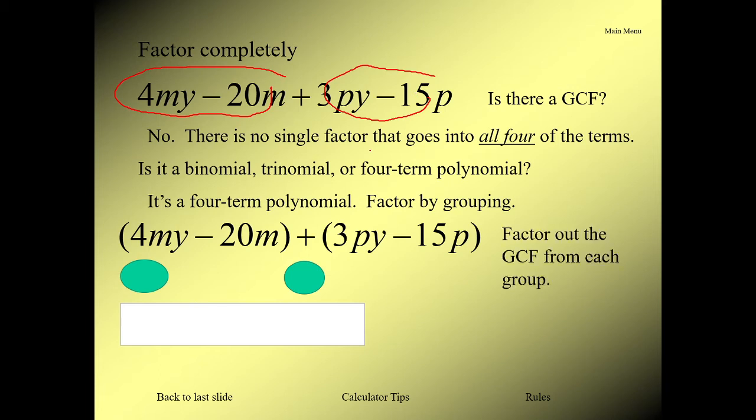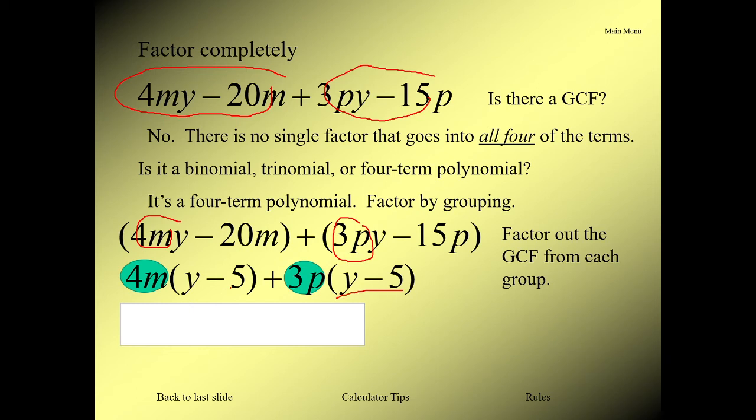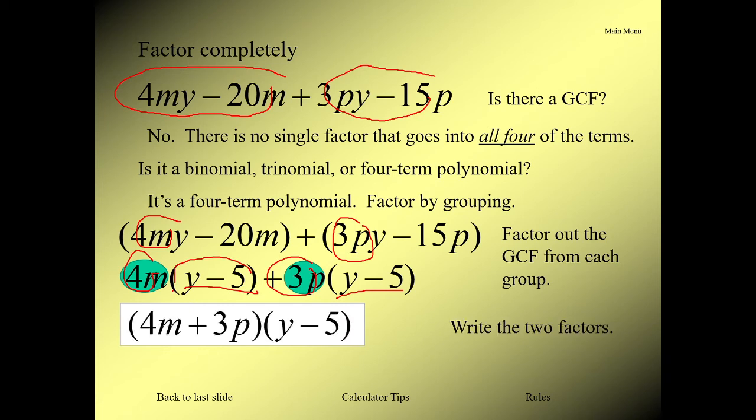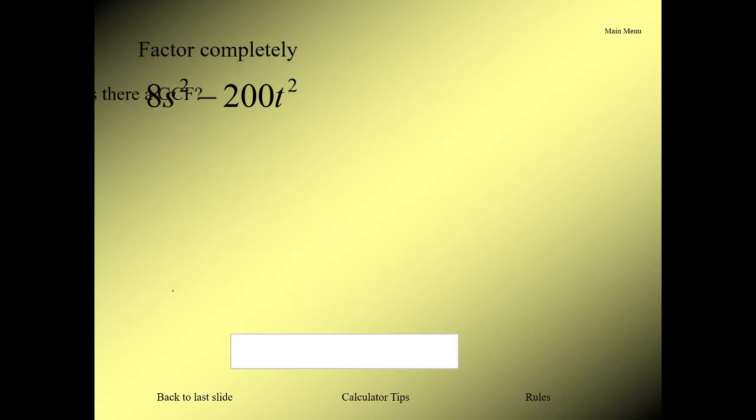The next step would be to factor out the GCF. In the first group, we have 4m as our GCF since 4m is common in both terms. On the other side, we have 3p. So you factor out, and we have the same expression y minus 5. Therefore, our factor is 4m plus 3p times y minus 5. Okay, now this is another example.